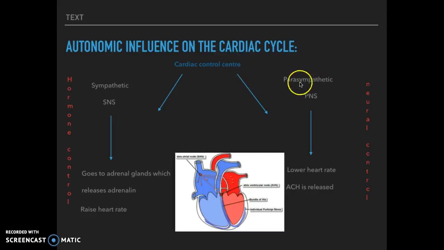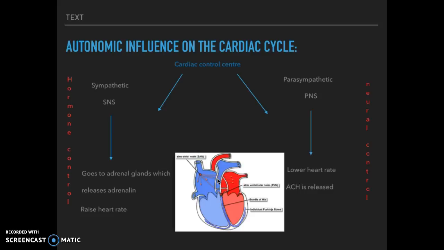And so if we look at the parasympathetic nervous system first, the cardiac control center will release ACH, the neurotransmitter, and will send this message to the SA node, which tells the impulse to lower your heart rate. So this is released, goes to the SA node, and then these impulses will be slower than the normal heart rate. And this is all neural control.